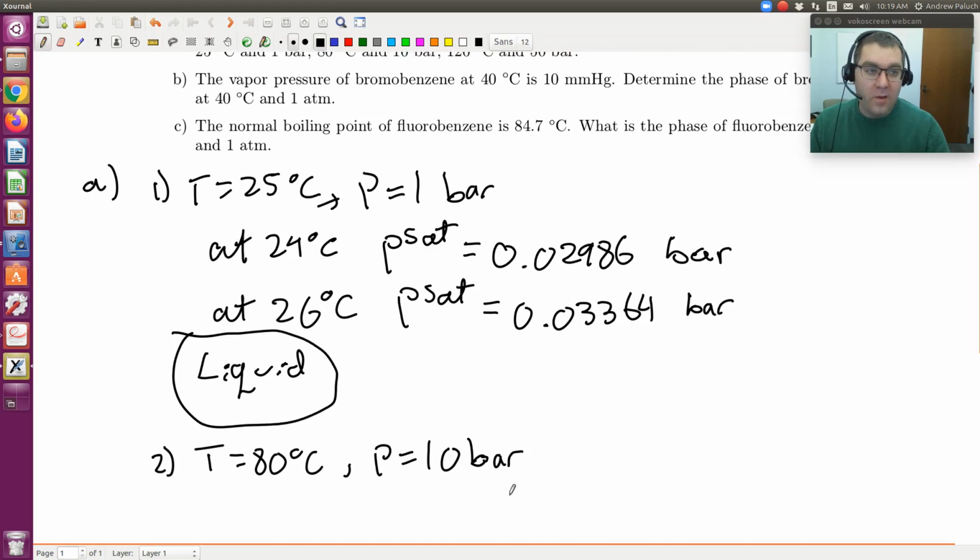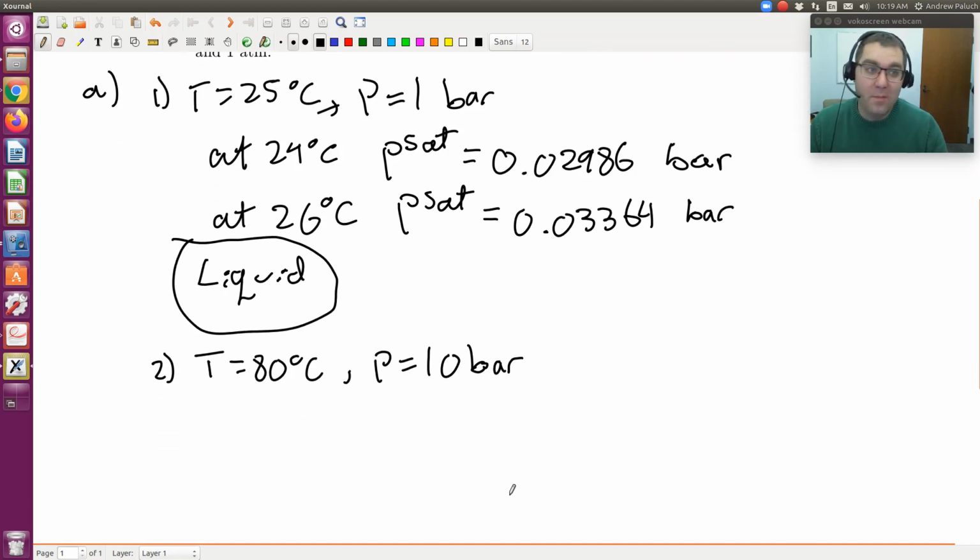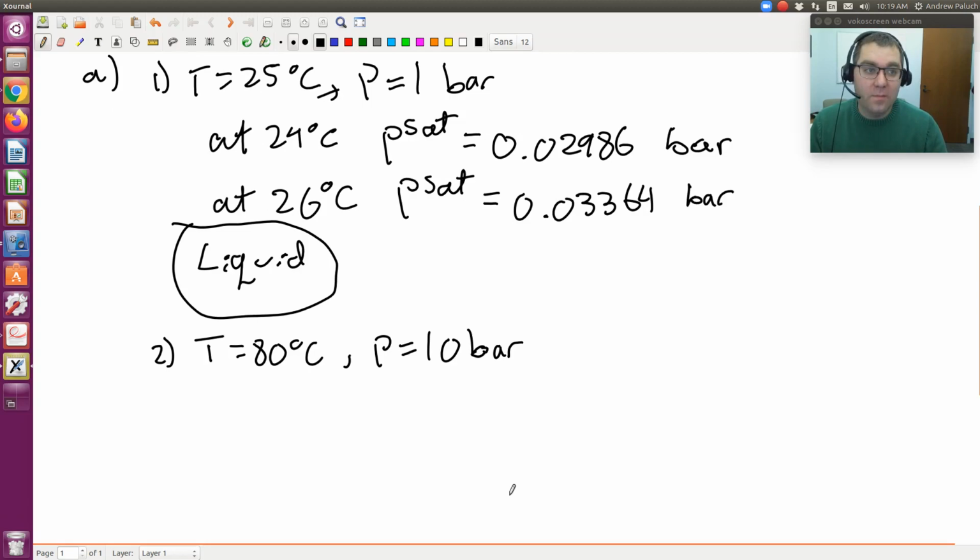All right, and if I had to make a guess, well, I know that at 1 bar, Tsat is 100 degrees C. So now my temperature is lower and my pressure is higher, right? So my guess would be I have a liquid. Okay, but let's look it up and confirm.